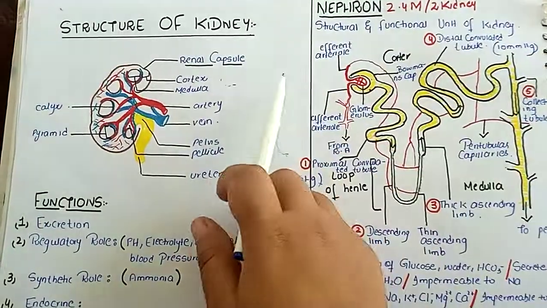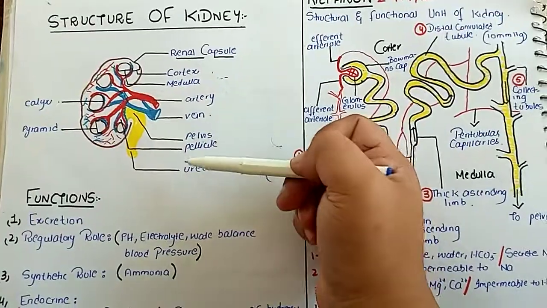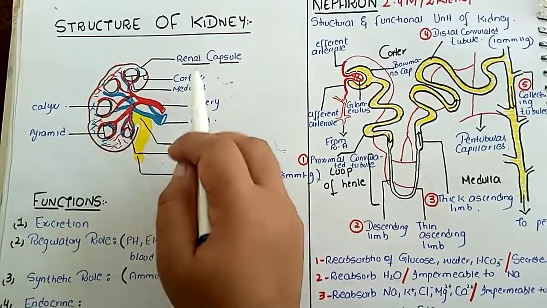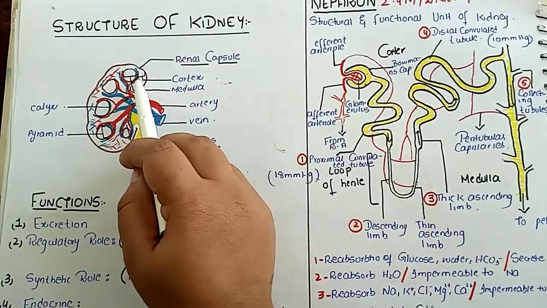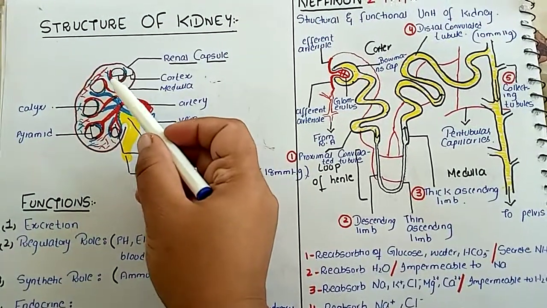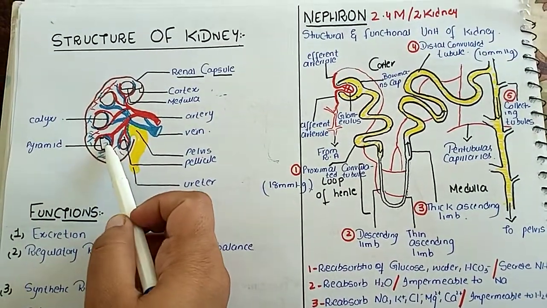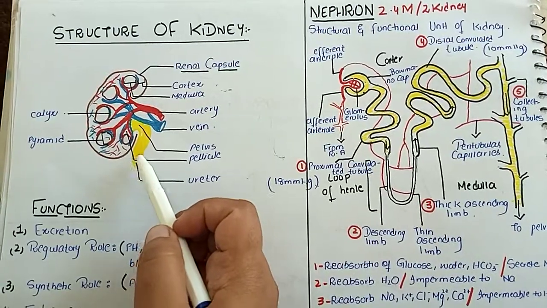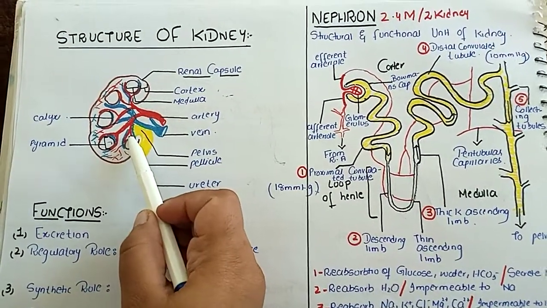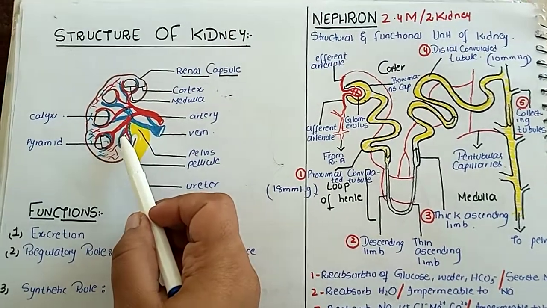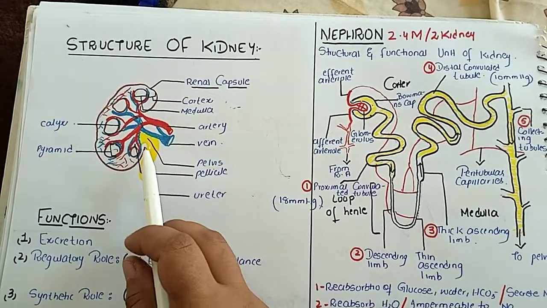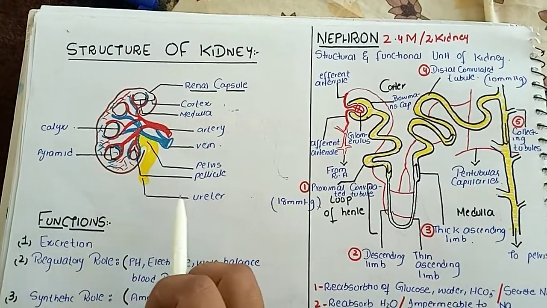Now I will explain the structure of the kidney. The inner portion of the kidney is known as the renal medulla. The outer portion of the kidney is known as the renal cortex, and there are collecting tubules within the kidney, and these are known as the pyramids, and the apex of the pyramids is known as the renal papilla, and this renal papilla leads into the structure known as the renal calyx. This is the renal pelvis, and the renal pelvis leads to the ureter.